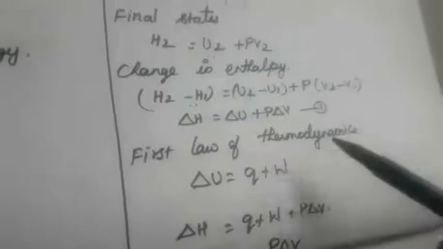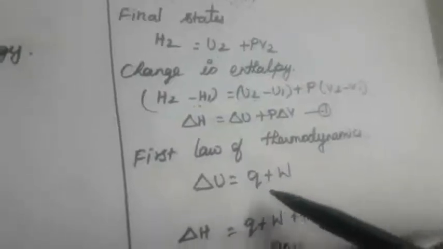The first law of thermodynamics states that delta U is equal to Q plus W. Now you substitute delta U as Q plus W. You substitute this value: delta H is equal to Q plus W plus P delta V. What is delta U? The internal energy, Q plus W.